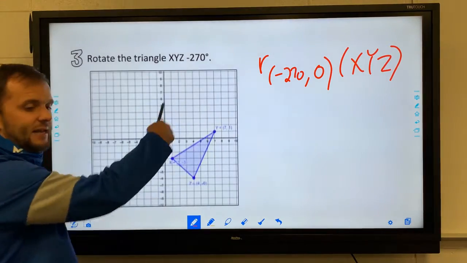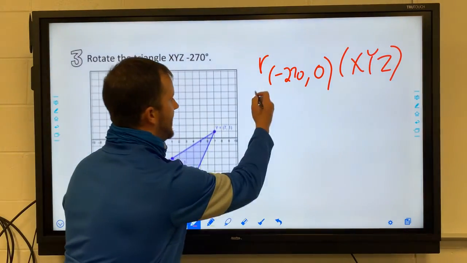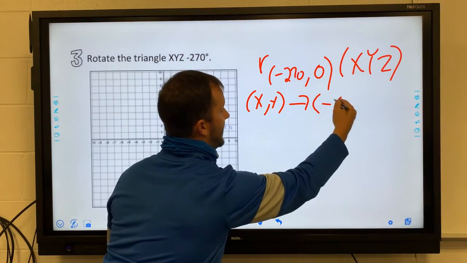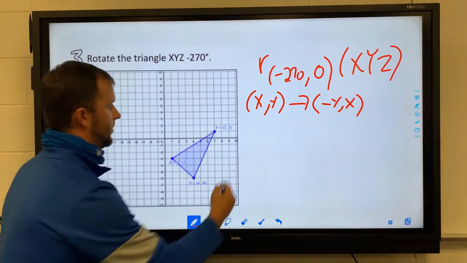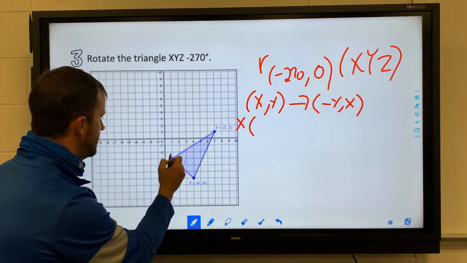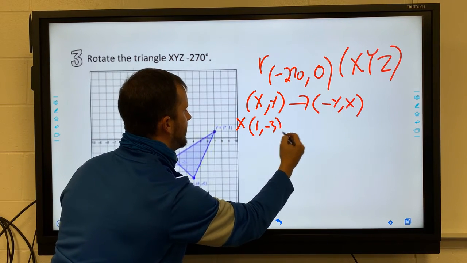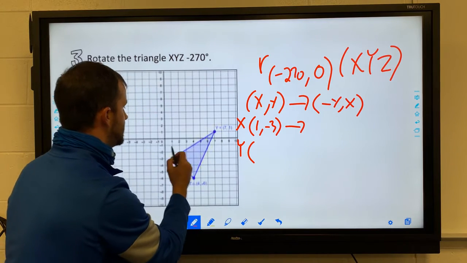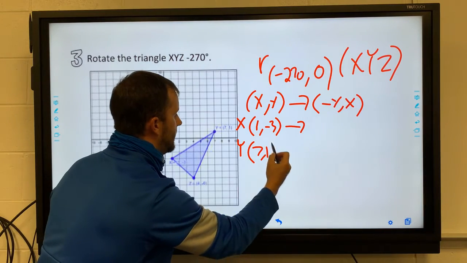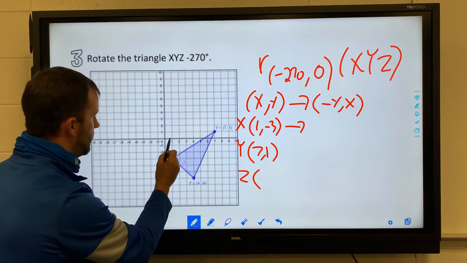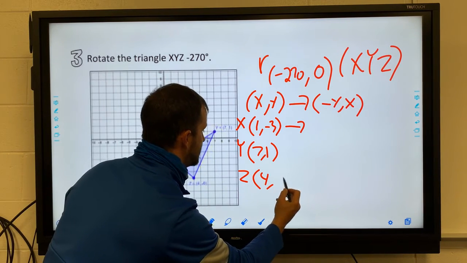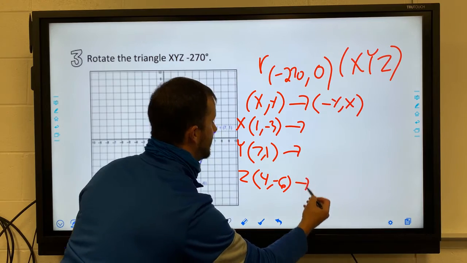So right now, if I'm going negative 270, look at your notes. The rule is X comma Y is going to change into negative Y comma X. So point X here is going to be positive 1, 1, 2, 3. So positive 1, negative 3. Y here is going to be positive 1, 2, 3, 4, 5, 6, 7, positive 1. And then Z here is going to be 1, 2, 3, 4, 1, 2, 3, 4, 5, 6. So 4, negative 6.